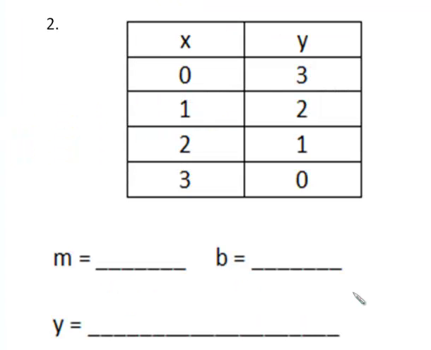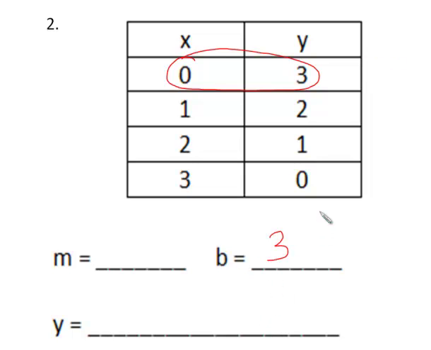Now we're going to look at a table. If I'm looking at a table and I'm trying to find my slope and my y-intercept, the y-intercept is when x is 0. Just like we did a second ago, when x is 0, we see right here that this is the point (0, 3), and that is where my line is going to cross my y-axis. The y value in that is 3, so b = 3.